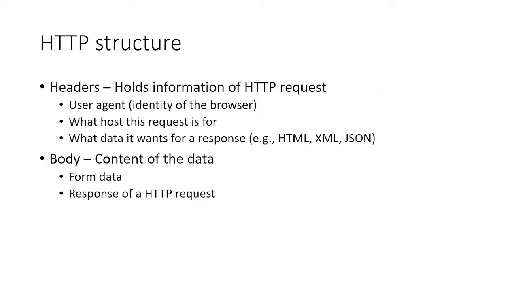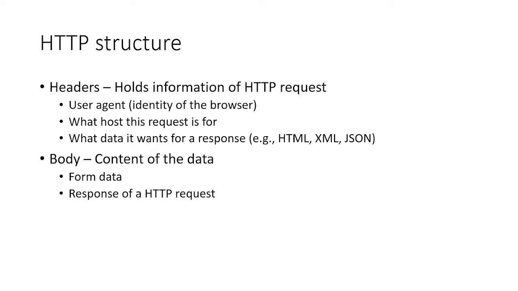And then in an HTTP request, it is usually separated into two portions, which are the header and the body. For the header, it usually holds the information of the HTTP request. For example, the user agent, which is the identity of the browser, or in the case of a RESTful API, basically identifying who you are. Maybe you are a company, let's say company X, you're saying that I am company X, making a request for the API. And then what host the request is for, for example, facebook.com, and then what data it wants for a response.